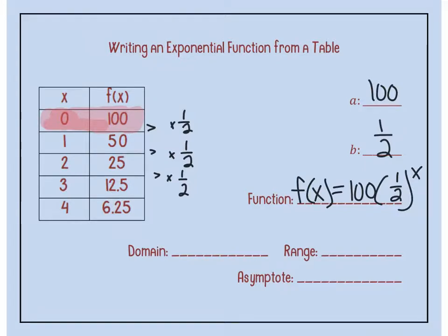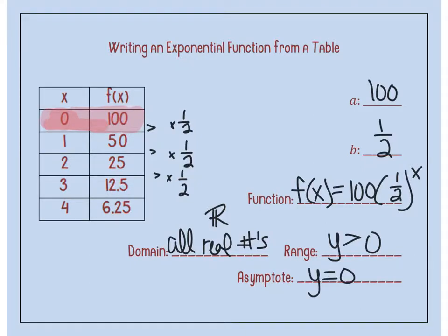My domain, this is not real world, so my domain is all real numbers. You might see it written like a double R, which still stands for all real numbers. My range is going to be y is greater than 0. It's not equal to 0 because it's never going to get to 0, because it's an asymptote. Even if I keep dividing by 2 or keep multiplying by 1/2, that 6.25 is now 3.125, and it just keeps getting smaller, but it's never, ever going to get to 0.